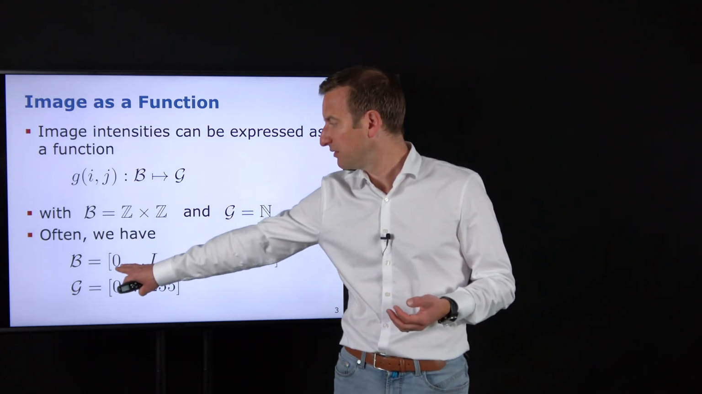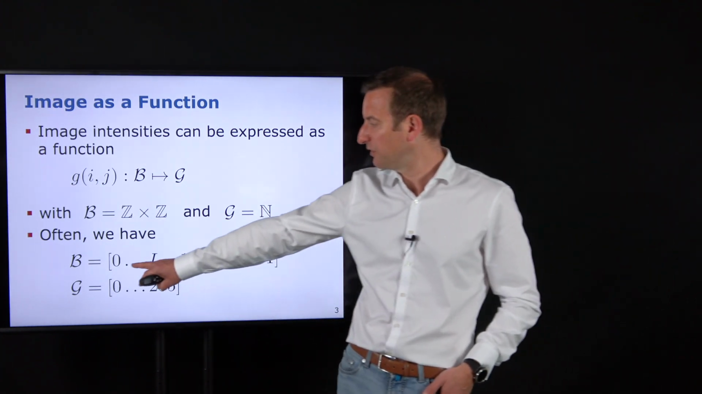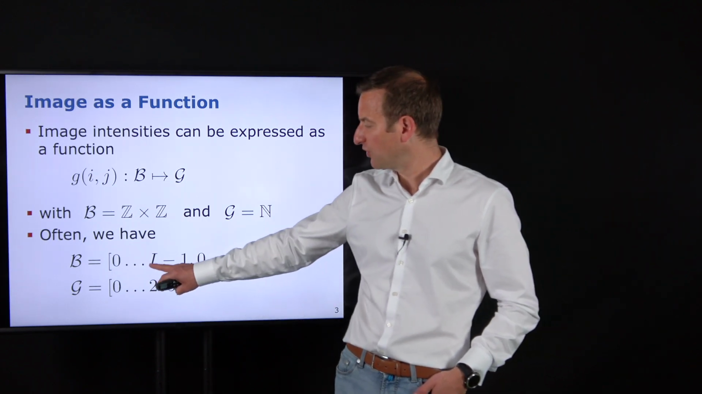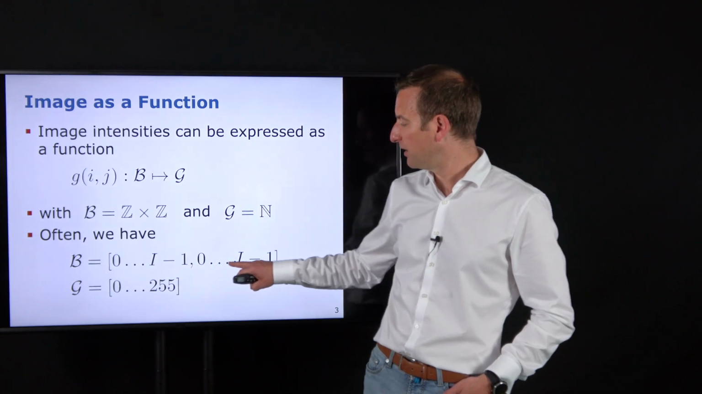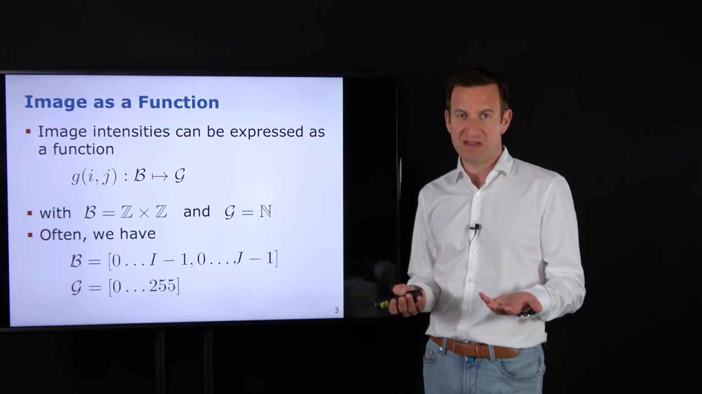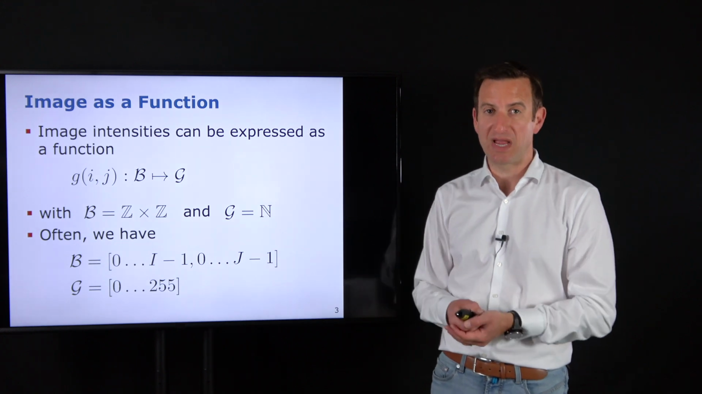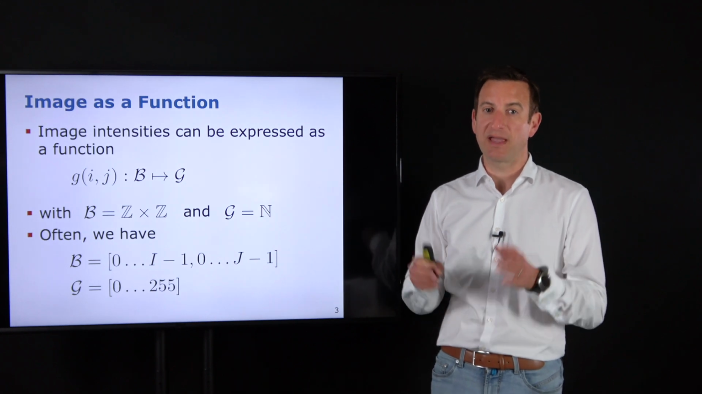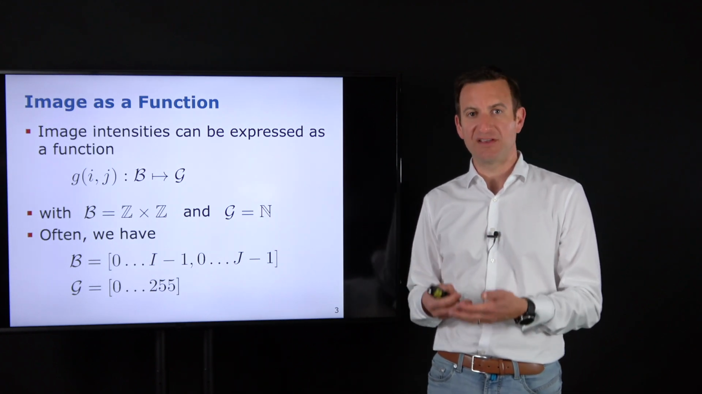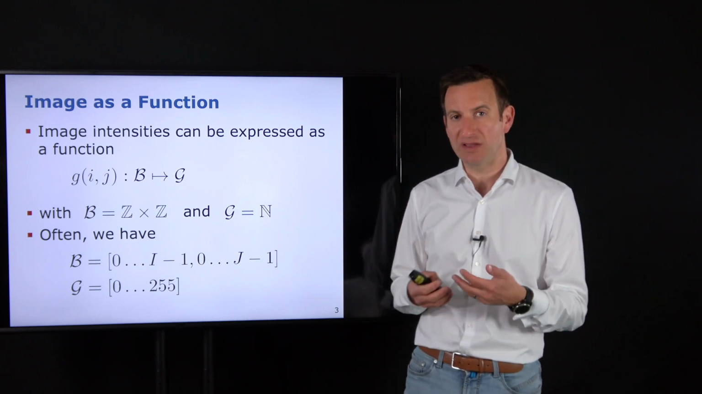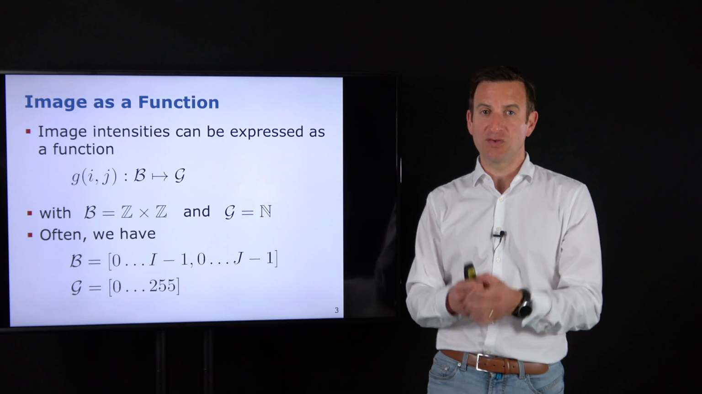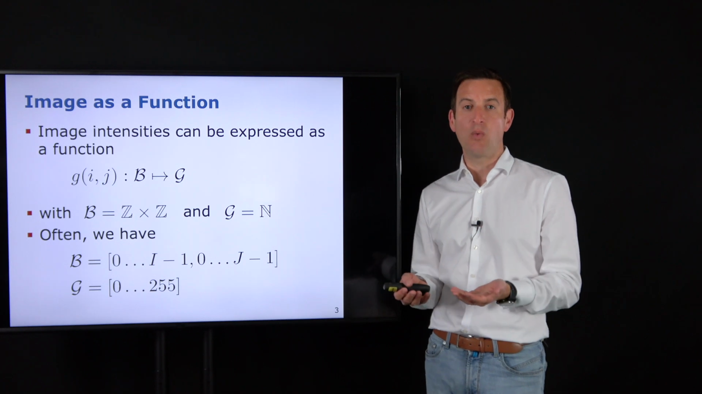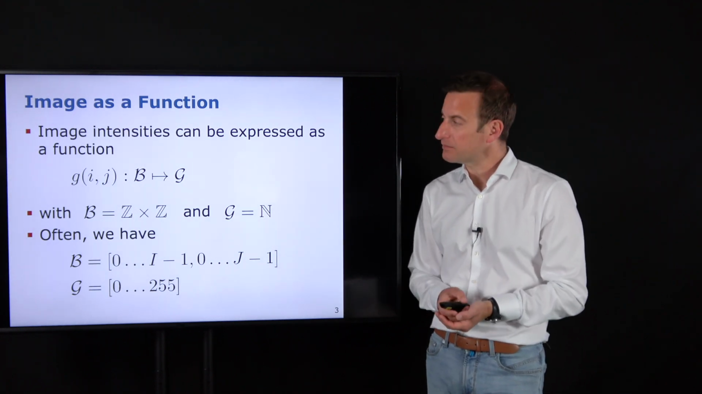So again, for us, the values i range from 0 to I minus 1 and j from 0 to J minus 1, because we start with index 0 and then go up to I minus 1 or J minus 1. And our grayscale values lie in the range of 0 to 255. Okay, that's how we represent our image as a function. So we interpret our image as a function, and the function takes its input values, two integers, and maps them to an intensity value. And that's how we use our image, basically, as a function.